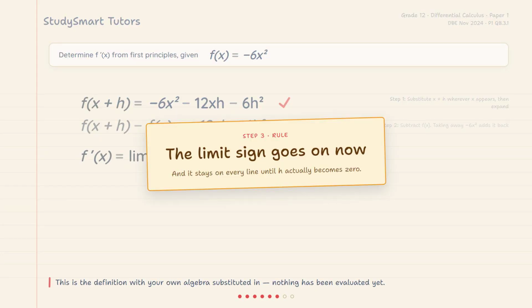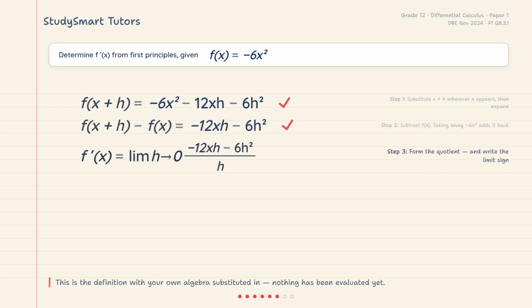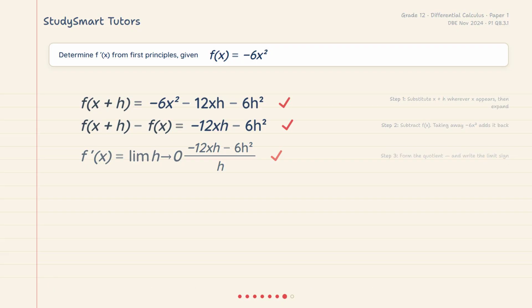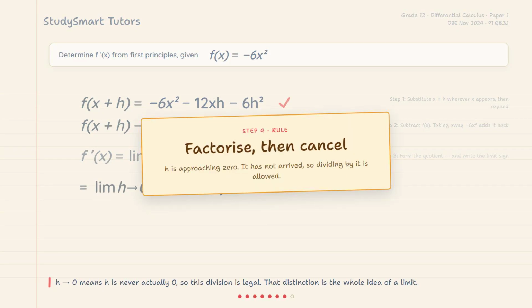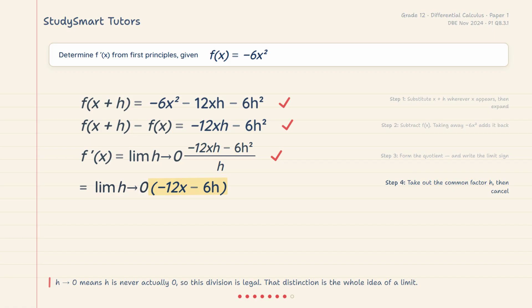Now put that over h and write the limit sign in front of it, not at the end. Now, from this line until the line where h becomes 0, every single line carries it. Every term on the top has an h in it, so take it out as a common factor and cancel it against the h underneath. That leaves minus 12x minus 6h.